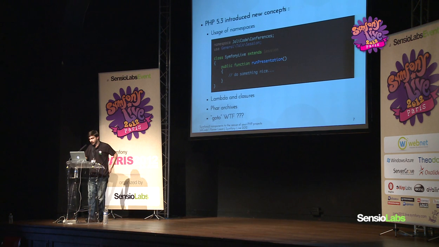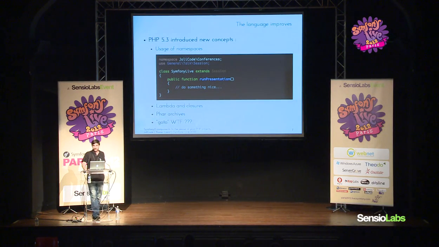In PHP 5.3, we saw a lot of new concepts. First, the usage of namespaces really changed the way we are using PHP and the way we are writing object-oriented code. We saw other constructs appear in the language, which were already available in other languages. So, for instance, lambda functions and closures, which make the life of the developer a bit easier, a bit different than it was 3, 4, 5 years ago.